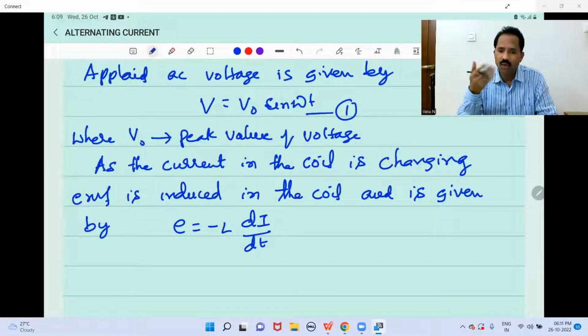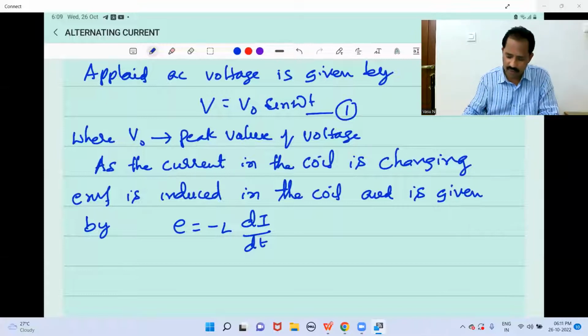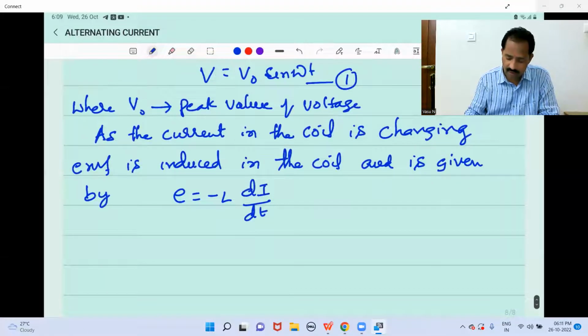See, we are applying voltage V = V0 sin omega t. So the current is also alternating, I = I0 sin omega t. But since the current is changing, the magnetic flux linked with the coil also changes. According to Faraday's law of electromagnetic induction, EMF is induced. As the current in the coil is changing, EMF is induced in the coil and is given by E = -L di/dt.